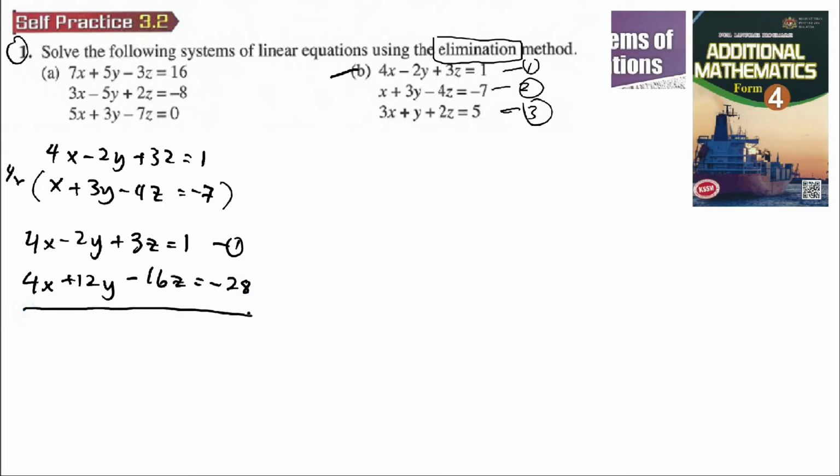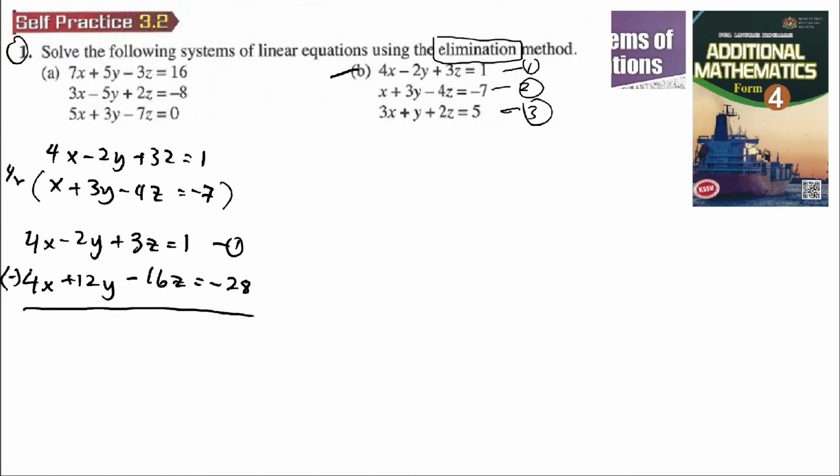Okay, now you can eliminate x. So how to eliminate x? If you minus 4x minus 4x, then you will get 0. So we have to minus. You see here, you can choose to minus either up minus down or down minus up. But here I want to minus this one minus up. Why? Because this one is positive. So I want to make it positive, right?